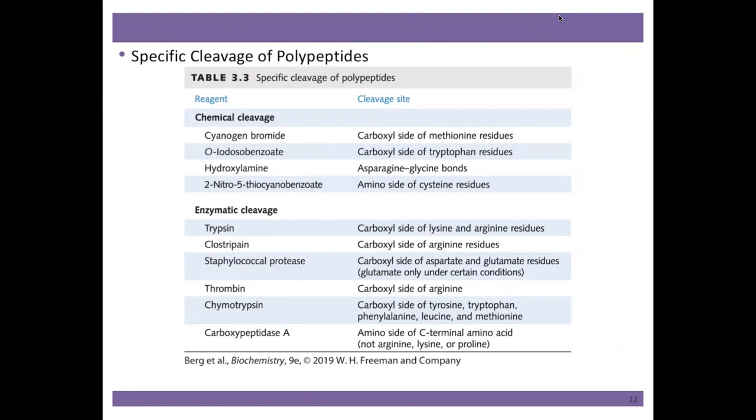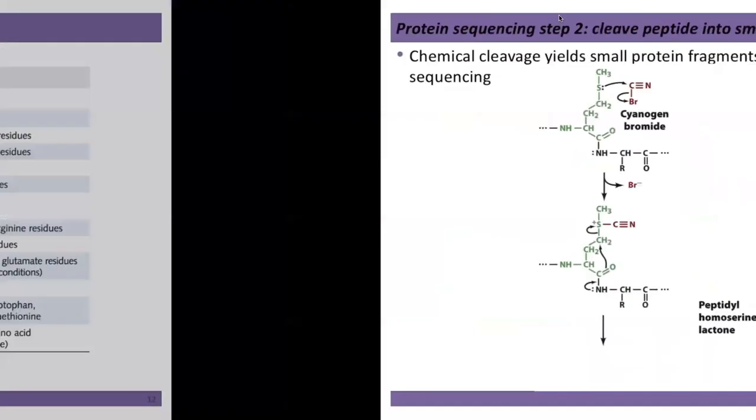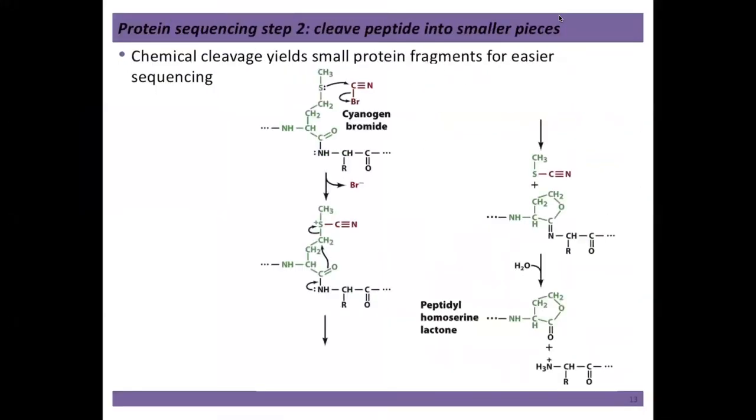So cyanogen bromide, we're going to talk about that one. That cleaves on the carboxyl side of a methionine residue, but there are others here. But we're going to focus on cyanogen bromide. And again, here's just some other enzymes. So you just need a way to directly cleave. So let's talk about the cyanogen bromide.